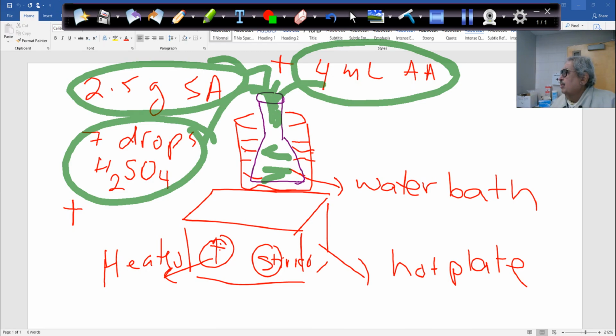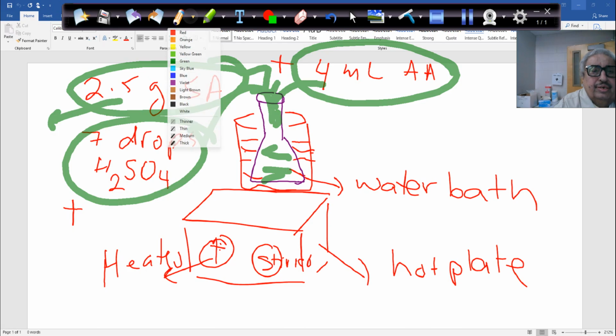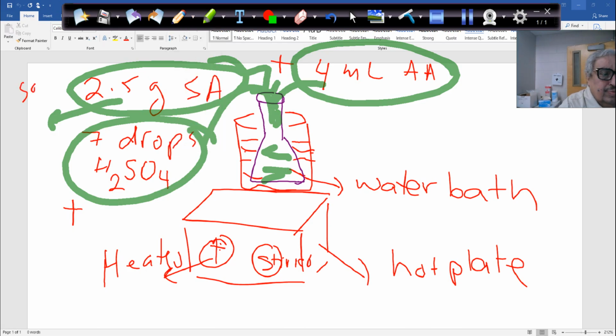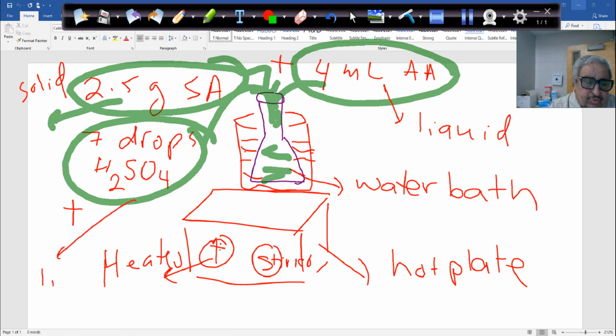You will wait until all the salicylic acid solid is dissolved. Remember, that's the only thing that is solid. Acetic anhydride is a liquid, and sulfuric acid is a liquid.